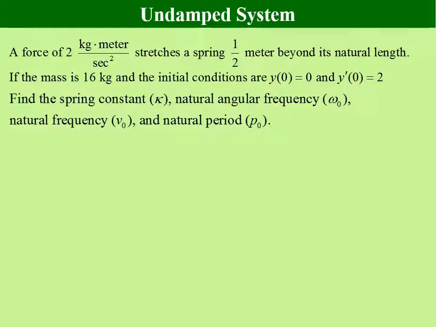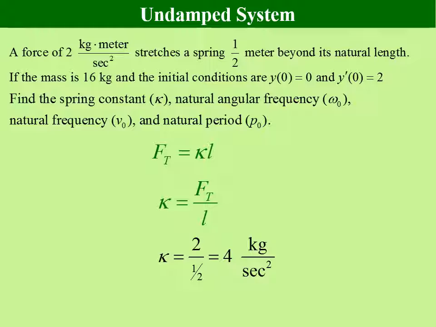So here's an example where we're asked to find all of these quantities. Well, from the earlier presentation, F equals kappa L from Hooke's law tells us that we can find kappa by doing F divided by L. Well, it says in the problem F is 2 and L is 1/2 of a meter, so that comes out to be kappa equals 4.